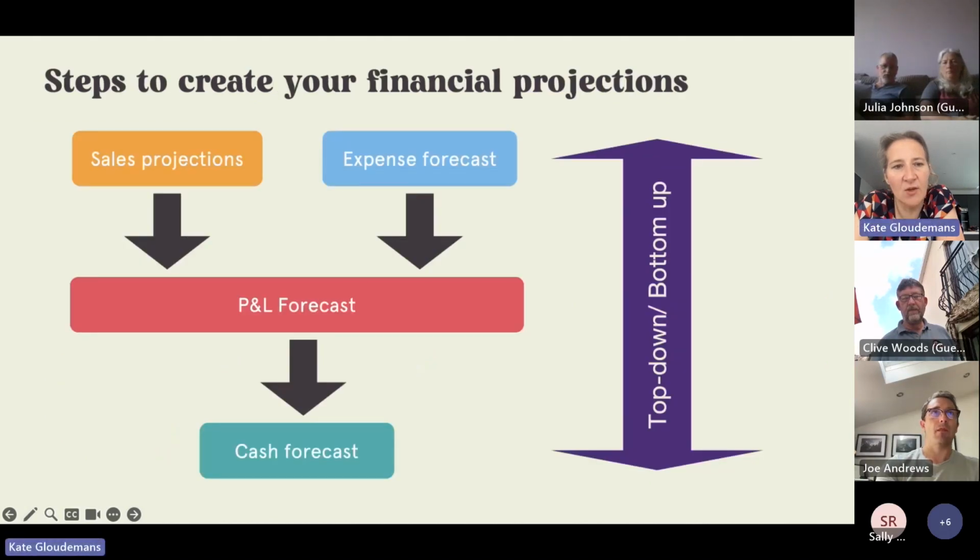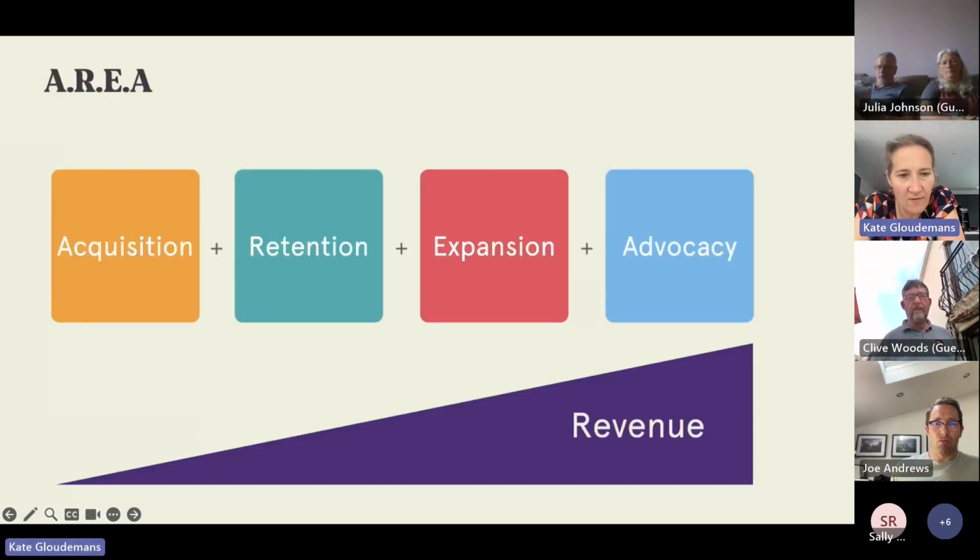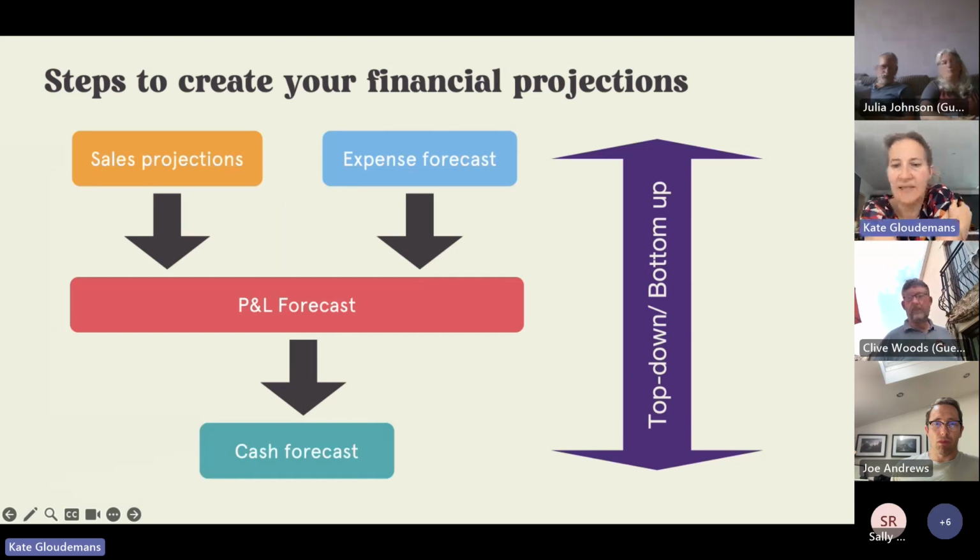Next slide, 32. So there are 4 main steps to creating a financial forecast. You first of all start by looking at your sales projections, and then you do the same for your expenses. And these combine to this P&L forecast and your cash forecast. And the whole process is a top-down, bottom-up approach. Oh, sorry, I've just skipped forward a slide by accident.